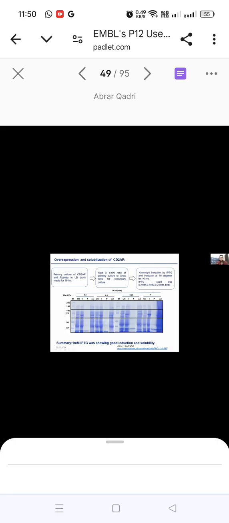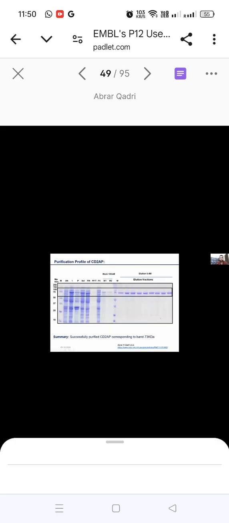Here, finally, we concluded that 1 millimolar IPTG is showing good induction, and there is also good solubility of the protein of interest. Then finally, after solubilization, we purified the protein by affinity chromatography. Here we can see marker followed by pre-induction, post-induction. This is solubilization of the protein. Then these are the wash fractions, and finally the protein of interest was purified to near homogeneity, corresponding to a band at 73 kD.